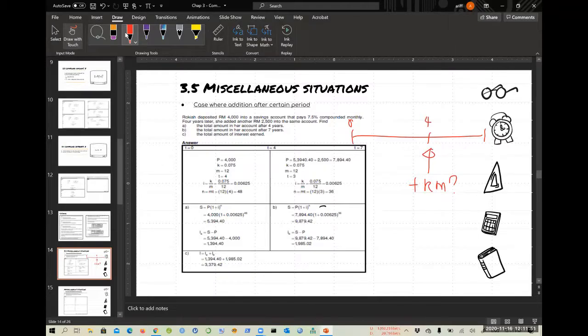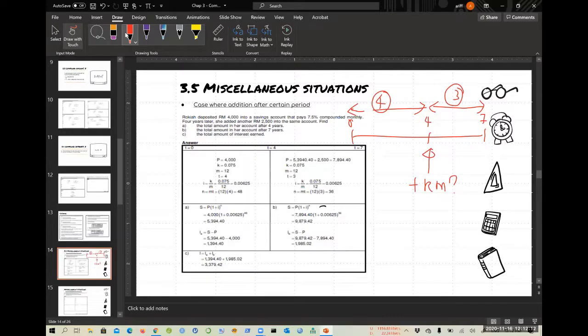Okay, so until 7 years. So that means kat sini adalah 7 tahun. So in this case, you can see that in this area, you have a duration of 4 years. And here until here, you have the duration of 3 years.